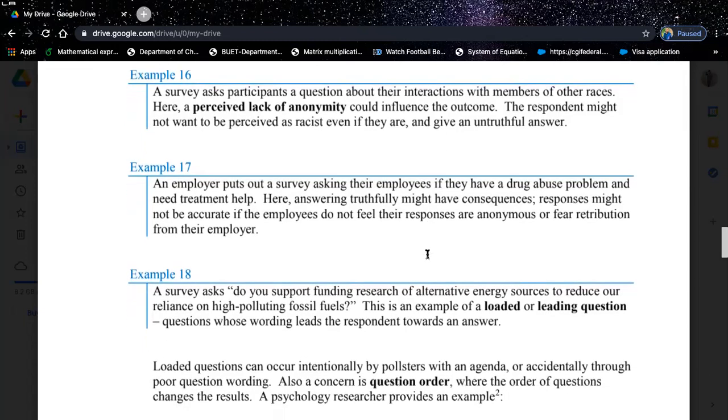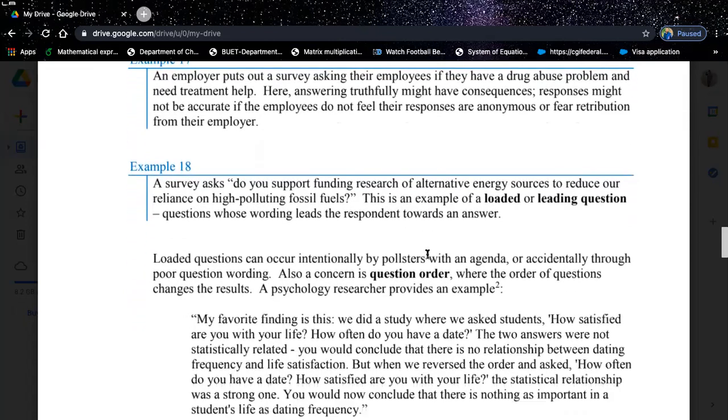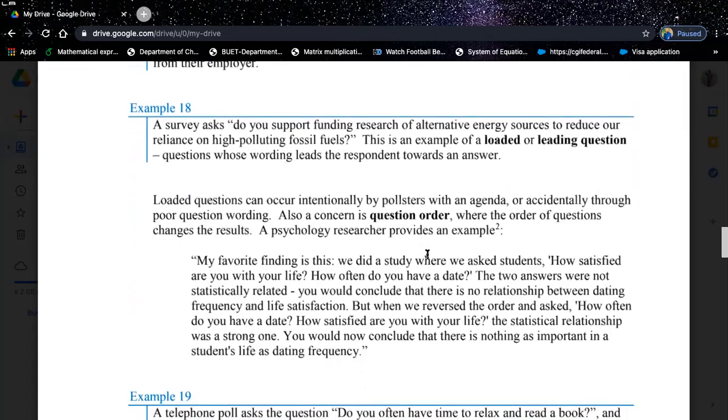Loaded questions can occur intentionally by pollsters with an agenda or accidentally through poor question wording. Also, a concern is question order, where the order of questions changes the results. A psychology researcher provides an example. Let's see that. My favorite finding is this.